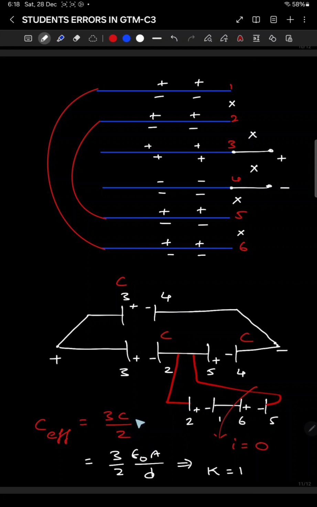So we know that each capacitor C equals epsilon A by D. So according to the given question, we can get answer K value 1. Here they mentioned it is 3K epsilon A by 2D, K value 1 here.